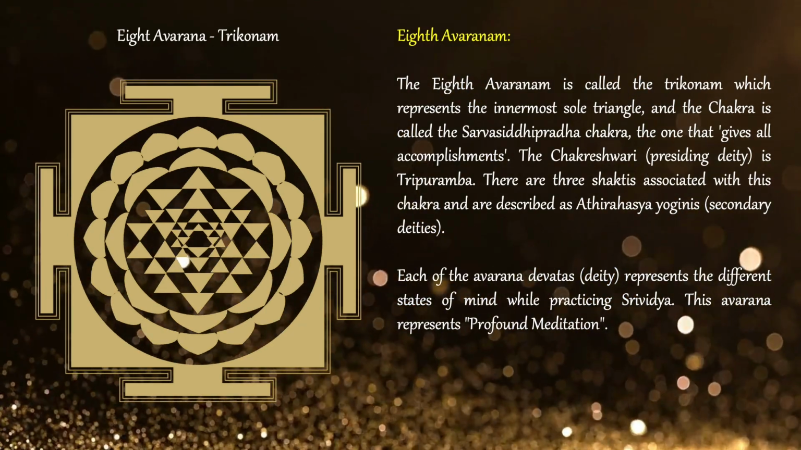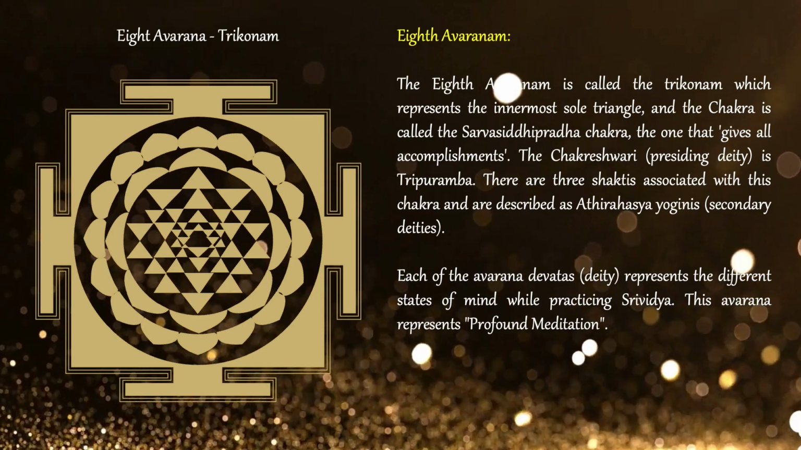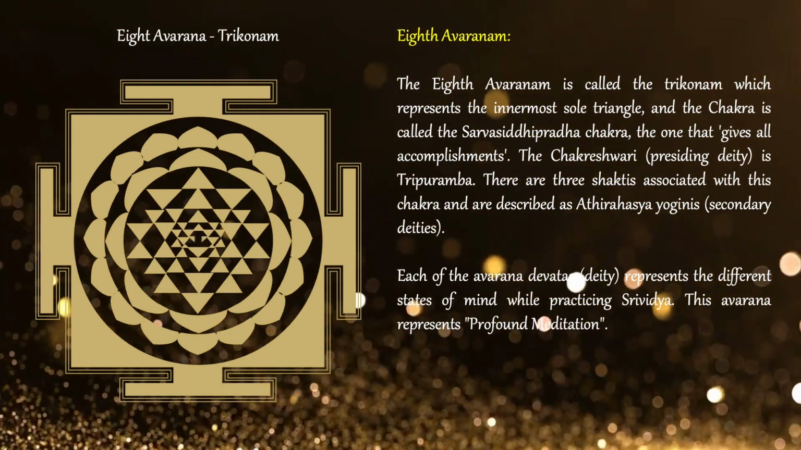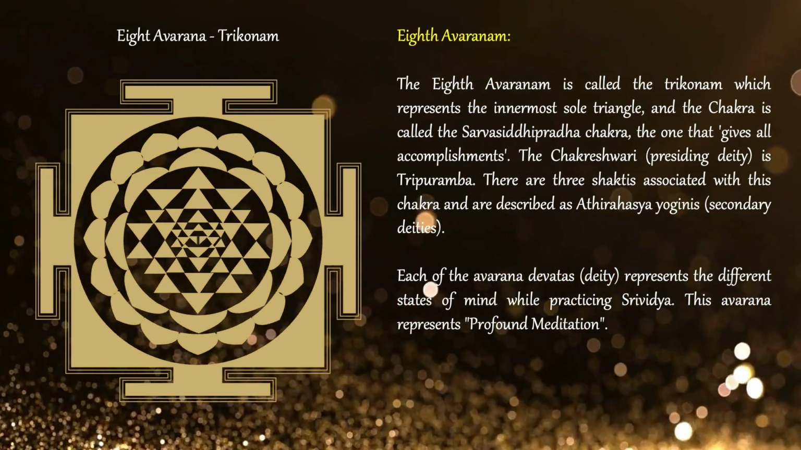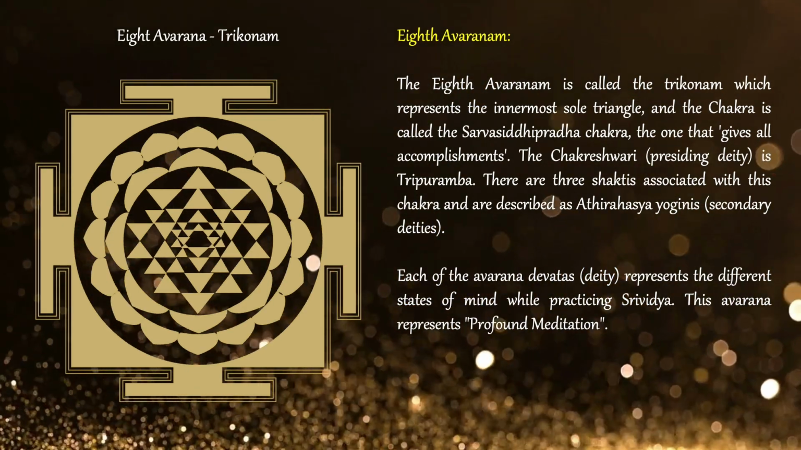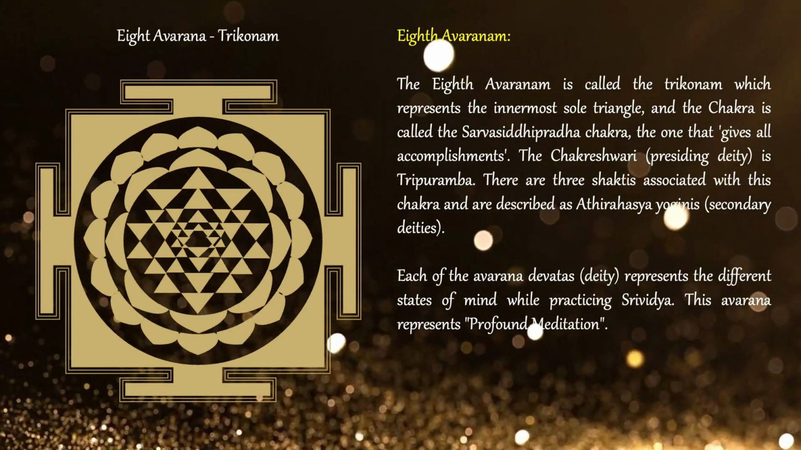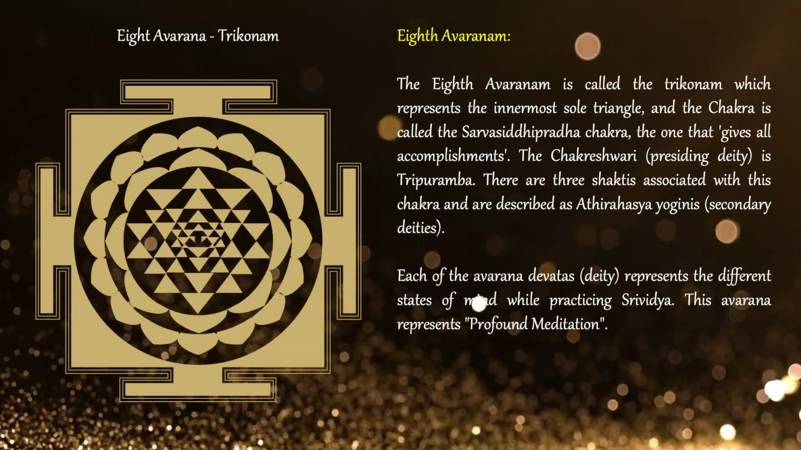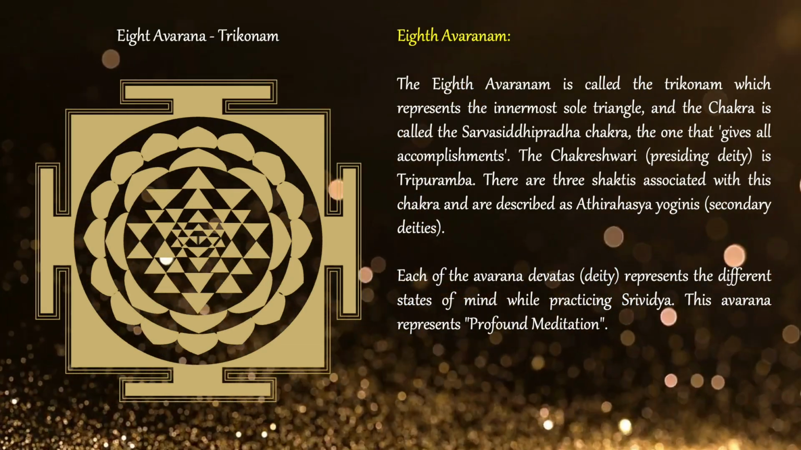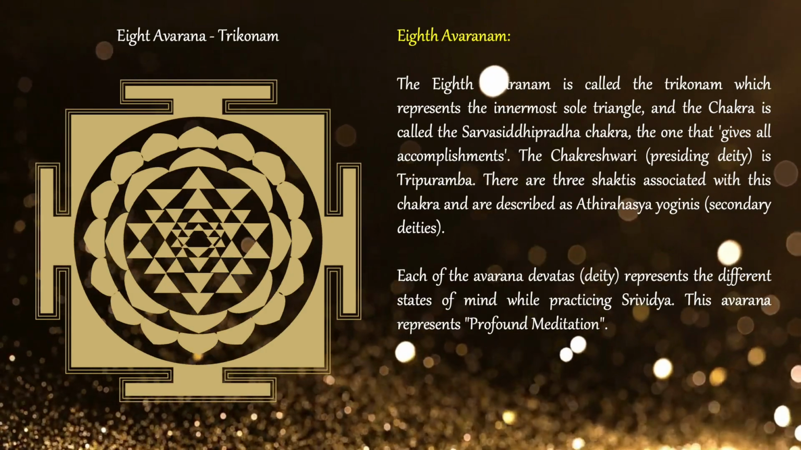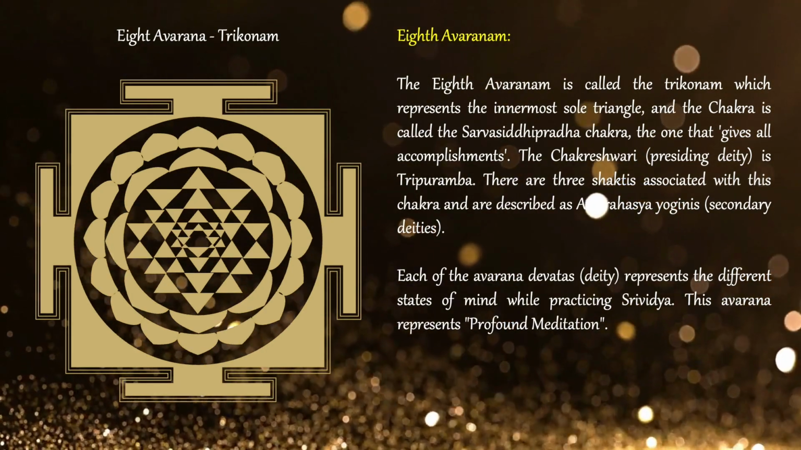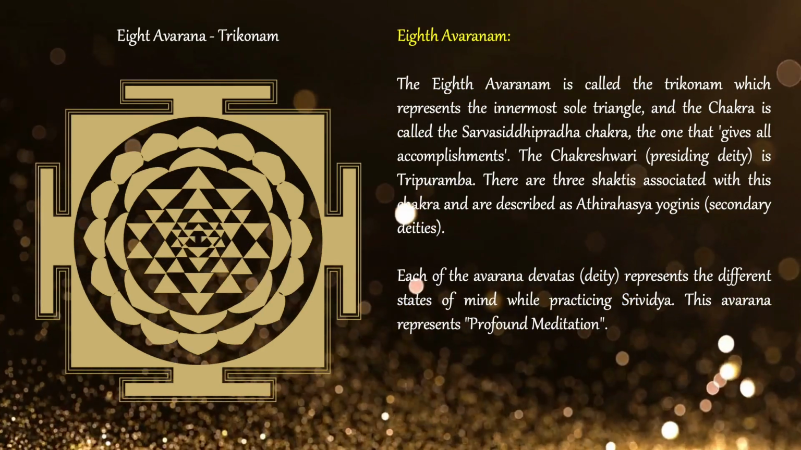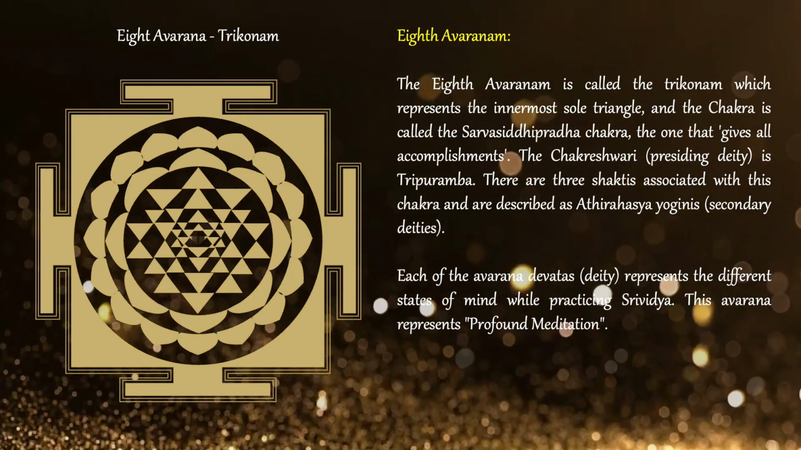The 8th Avaranam is called the Trikonam, which represents the innermost soul triangle, and the chakra is called the Sarva Siddhi Prada Chakra, the one that gives all accomplishments. The Chakreshwari is Tripuramba. There are 3 Shaktis associated with this chakra and are described as Ati Rahasya Yoginis. Each of the Avarana Devatas represents the different state of mind while practicing Sri Vidya. This Avarana represents profound meditation.